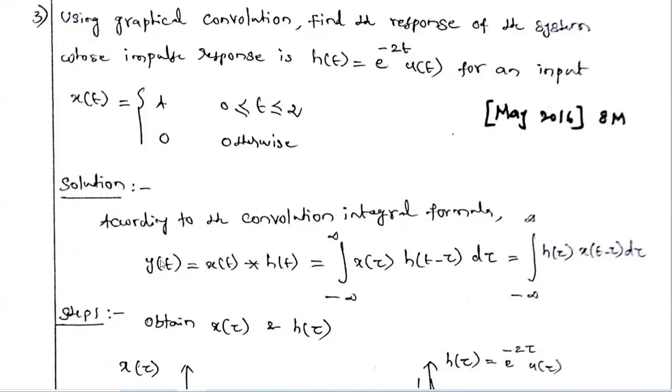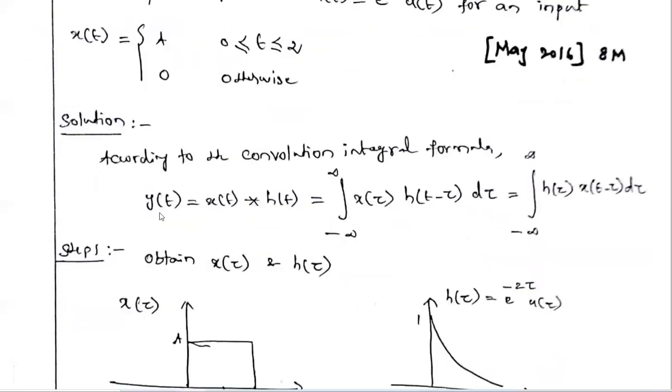That's why we have to perform the convolution between these two signals, which gives the response of our system. So we have to perform the convolution integral. And in the question they mention graphical convolution, so we compulsorily have to use the graphical method only.